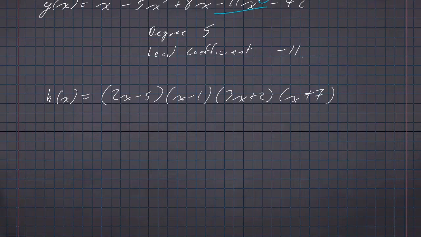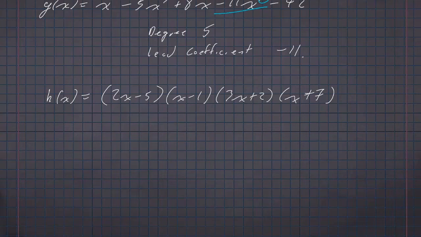Consider, for example, this polynomial. H of x is 2x minus 5 times x minus 1 times 3x plus 2 times x plus 7. Because this is not expanded out, it's not obvious what the lead term, lead coefficient, and degree of the polynomial actually are. We could simply multiply the whole thing out, and there are instances where that will be useful. But if all we want to know is the degree and the lead coefficient, we can get there by looking term by term or factor by factor.